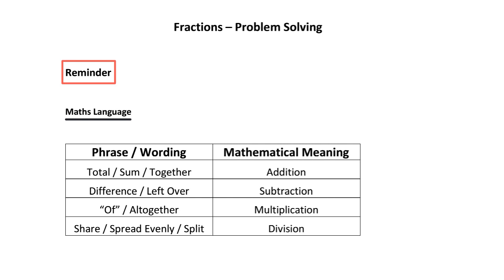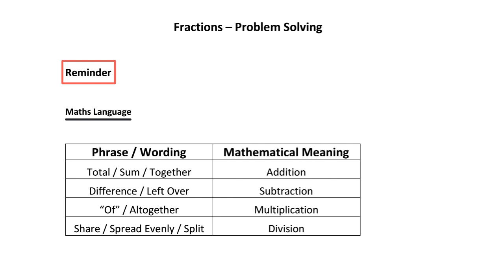So total, sum, together, they tend to suggest an addition. Difference, and asking what can be left over, tends to lend itself to a subtraction. Altogether can be where there are multiple numbers of the same object. So let's say we want to buy 4 donuts and each donut costs 50 pence. What is the total cost, or the cost altogether, for multiplication? That does mix with the total and the addition section, because you can do 50 plus 50 plus 50 plus 50, or you could do 4 times 50.